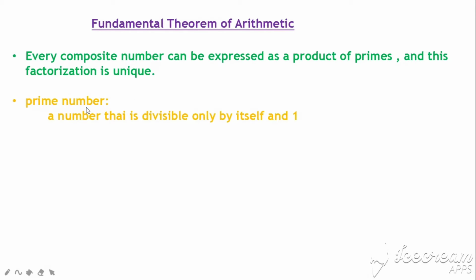Now, prime number. What is a prime number? A number that is divisible only by itself and 1. It means that any number that is divisible by 1 and itself is known as a prime number. Examples of prime numbers can be 2, 3, 5, 7, 11, 13, 17, 19, 23 and so on. When you consider 2, the factors of 2 are 1 and 2. When you consider 3, the factors are 1 and 3. That means 1 and itself only.